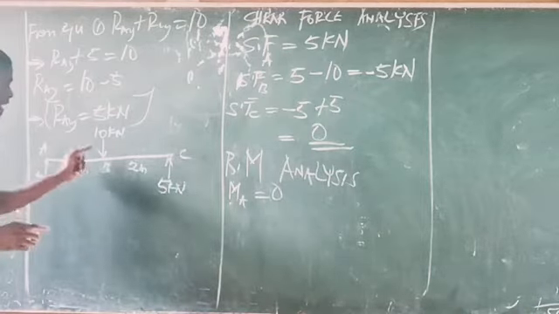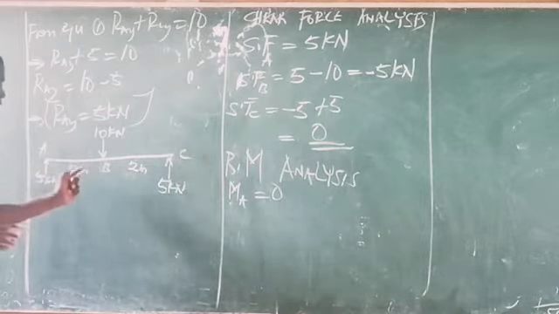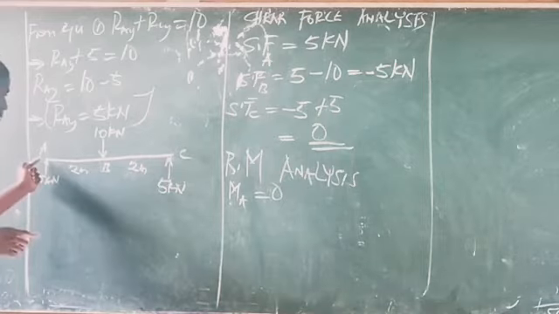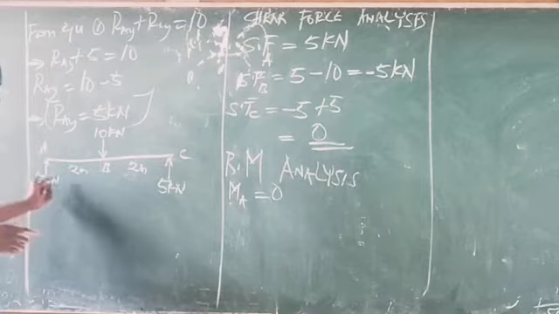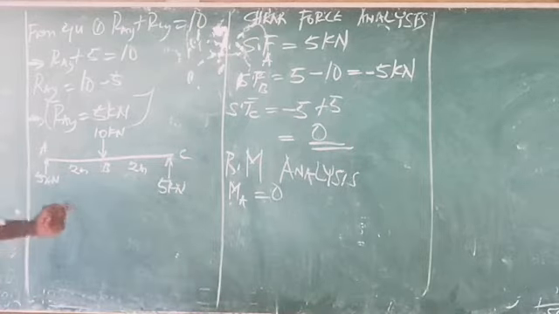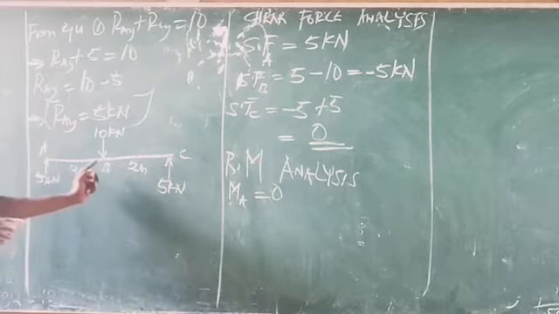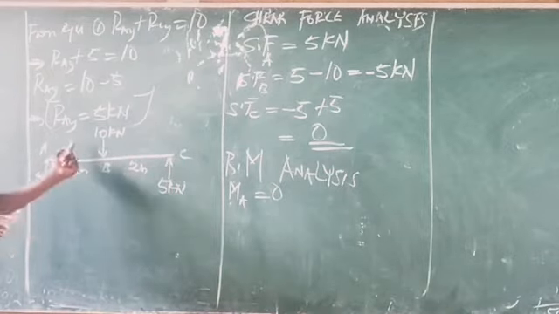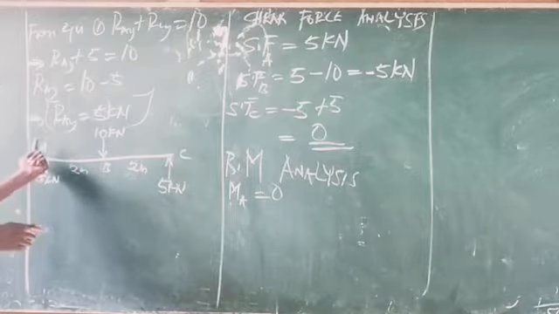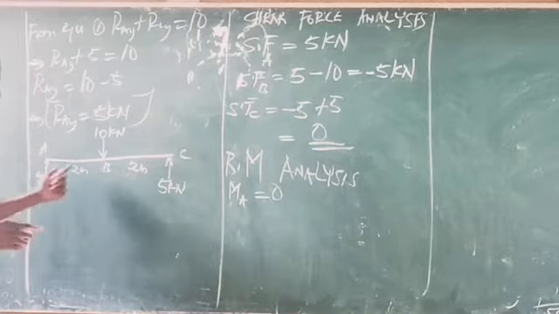So moment is 10 times 0, which is still 0. But before we get to point B, we move from point A to point B. At point A, we already have a 5 kilonewtons force and it's upward, so it's going to have a positive moment about point B. So the distance it takes point A to get to point B is simply what? 2 meters. And since this force is upward, it is positive, it's going to have a positive moment about point B.